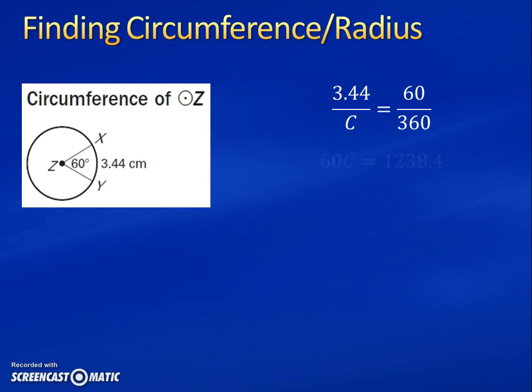Cross multiply here, you get 60c equals 1238.4. Divide by 60, we find that the circumference is about 20.64 centimeters. And so that is arc length in a circle.